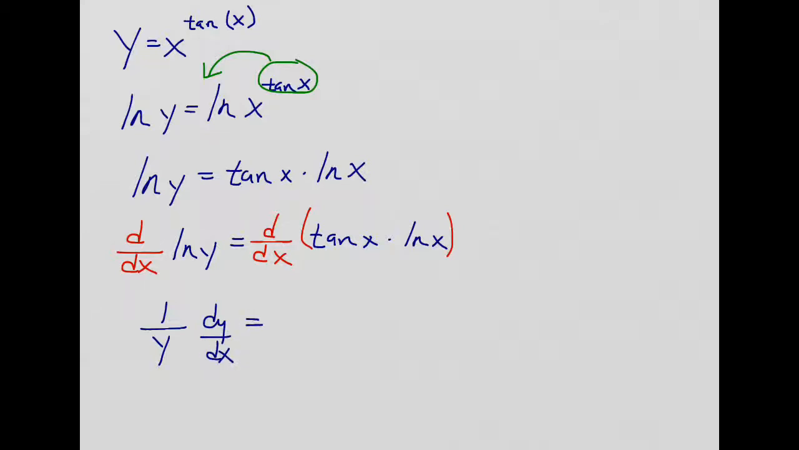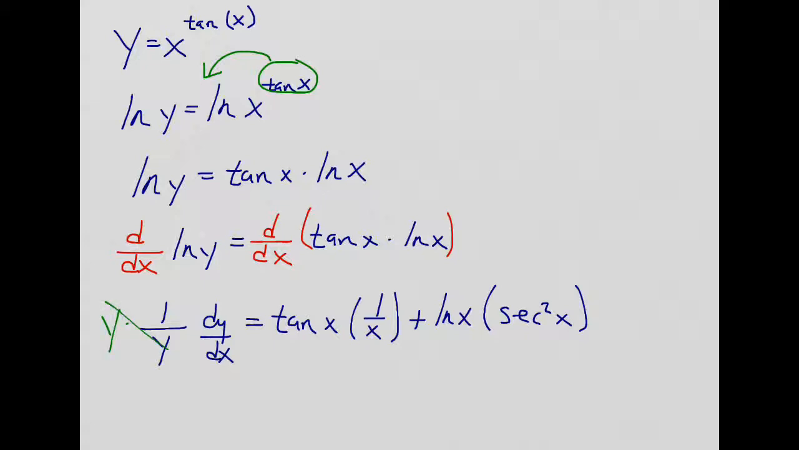And on the right side, we're going to have tangent of x times the derivative of the natural log, which would be 1 over x, plus natural log of x times the derivative of the tangent, which would be the secant squared of x. And so we end up with this big long thing on the right side. And now once again we're going to multiply both sides of this equation by y. So it cancels out on the left, and I have this whole thing times y. But remember, we know what y is. Y was x to the tangent of x.